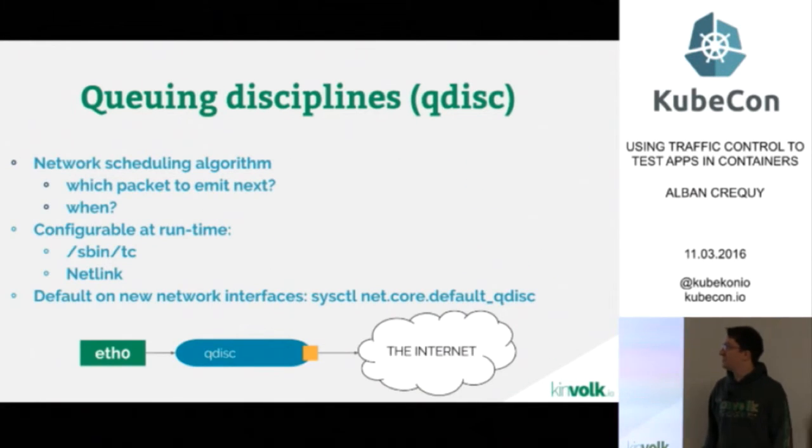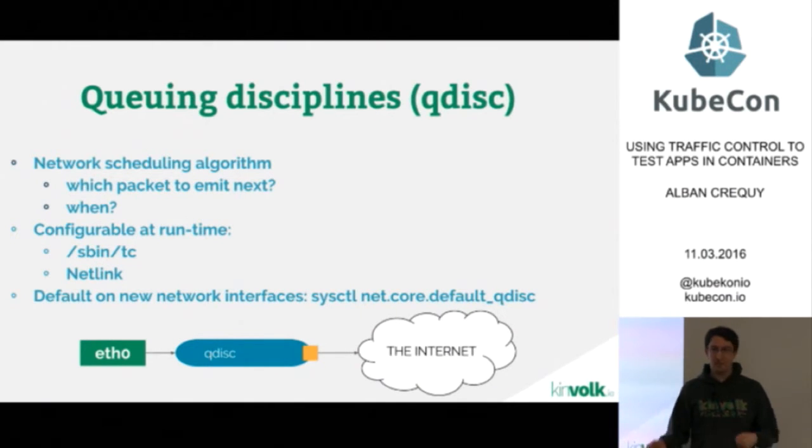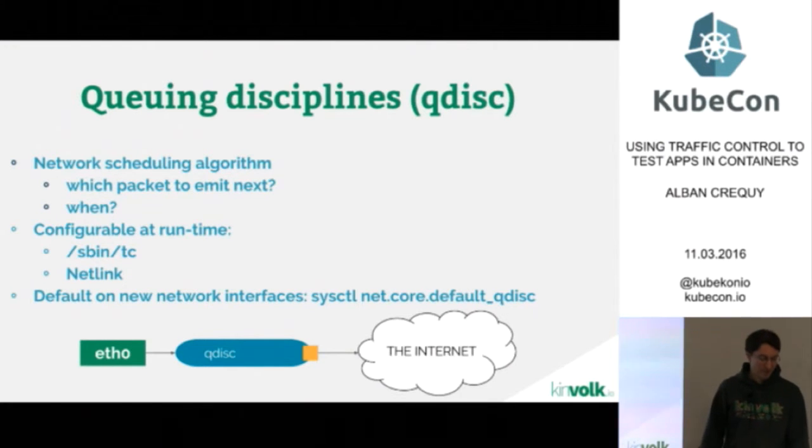So on Linux, to set up traffic control, we use queuing disciplines. That's something you configure on a network interface, on eth0 for example. Each queuing discipline decides what network algorithm to apply, and that algorithm decides which packet to emit next when there is free space on the network interface to send something. So when to send the next packet and which packet to send next. A queuing discipline can be configured at runtime on Linux. We can change the configuration; it doesn't need to be configured when the network interface starts.